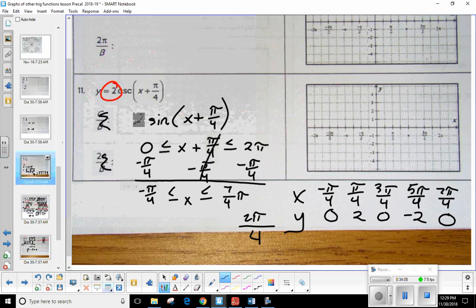All right. Thanks, sir. All right, let's plot those points. So where would negative pi over 4, 0 be? One moment. I stood up too quick. Everything's going black. That's okay. All right. So 0 and negative pi over 4. Where's that at?